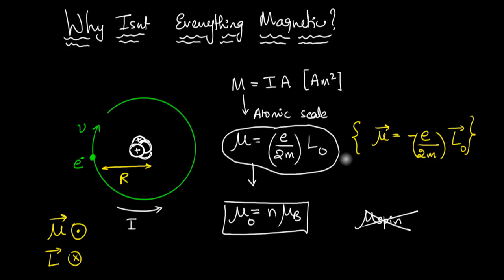You see, it's wrong to ask why certain things are magnetic. It's better and more accurate to ask, why isn't everything magnetic? Because now you see that magnetism is one of the most fundamental natures of atoms. And so if every atom can be a magnet like this, then why isn't everything magnetic? And that's what I'm going to discuss now. All right, so let's investigate this.